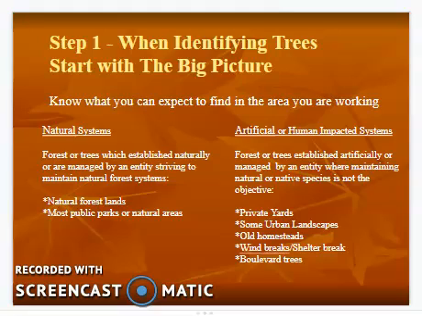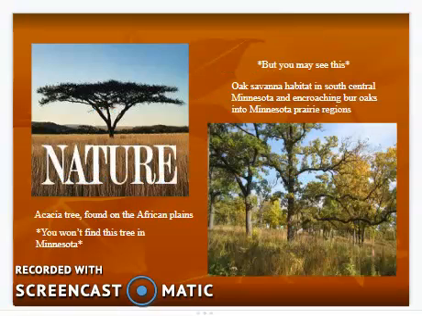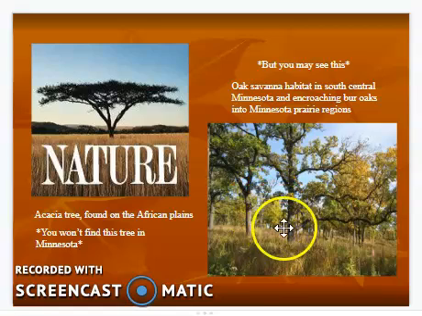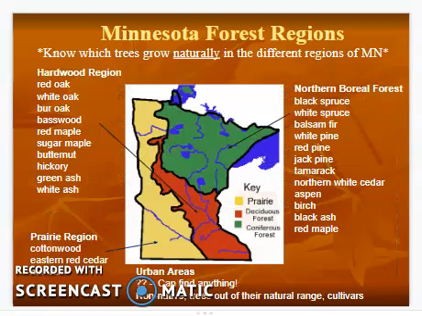Okay, so first of all, know what you're looking at, because sometimes we find trees in places where we wouldn't expect them. This first picture over here is an acacia tree found on the African plains. You wouldn't expect to find this in Minnesota, but you might see this: the oak savanna habitat in south central Minnesota has bur oaks in it, so we'd expect to see that. So you kind of know what plants you'd expect to see in certain places just based on what grows there.